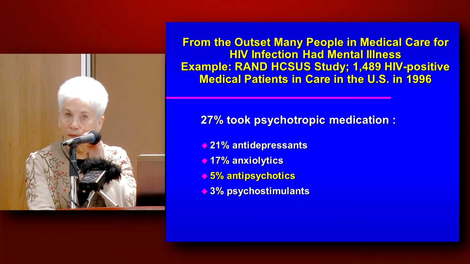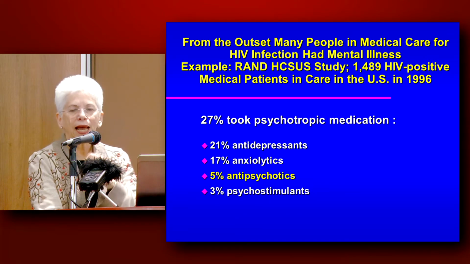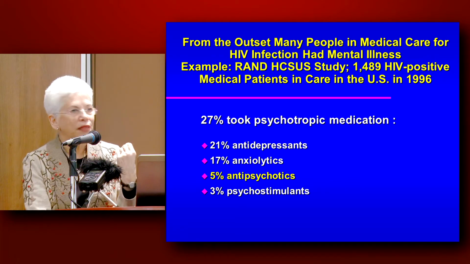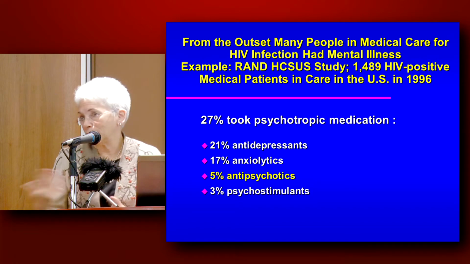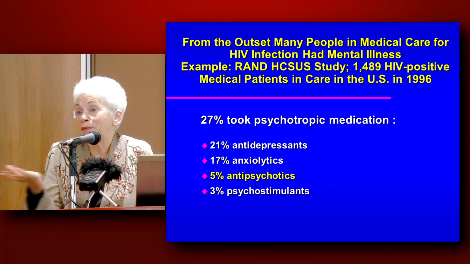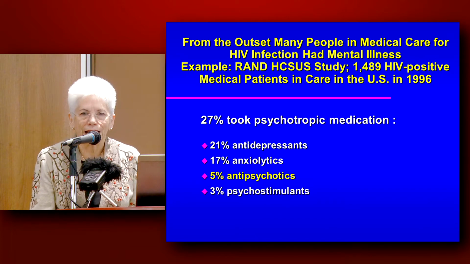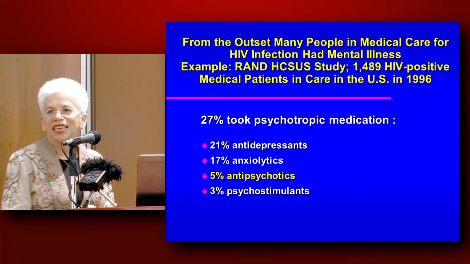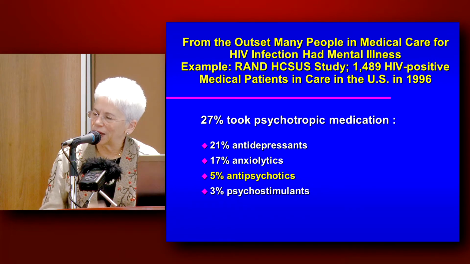But early on, there was a study done in the US of people who were HIV positive in medical care in 1996. And about 27% of them were on psychotropic medication. So that meant that 1 in every 4 people in a medical setting, this was not a psychiatric setting, were already taking a psychotropic drug, and there might have been many people who had undiagnosed mental illness. And 5% were on antipsychotics, and that was before people went crazy and started to give them to just about everybody on earth. So it made you realize that people running a medical program for HIV were seeing a lot of mental illness.